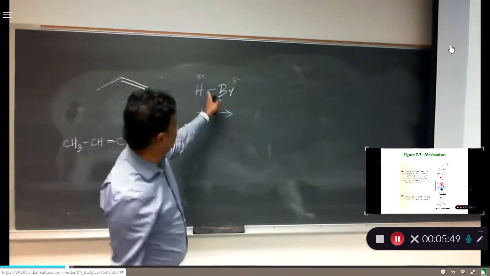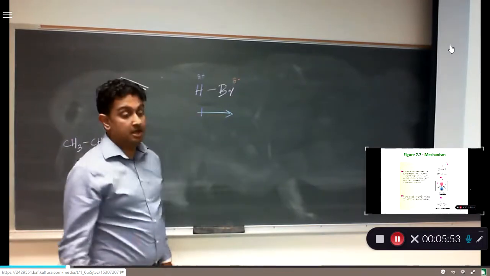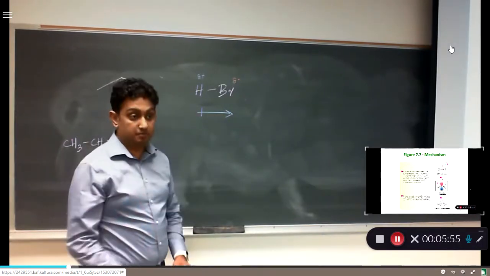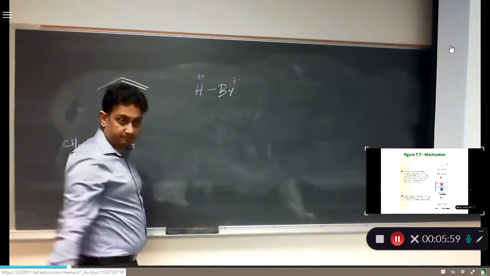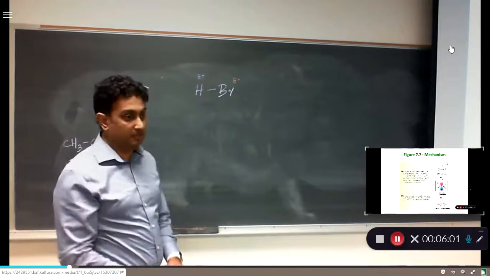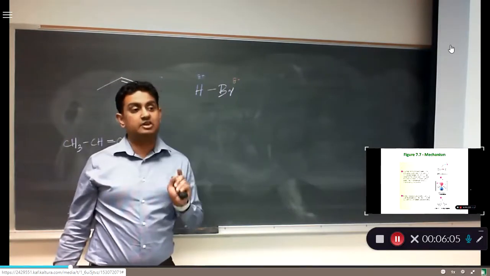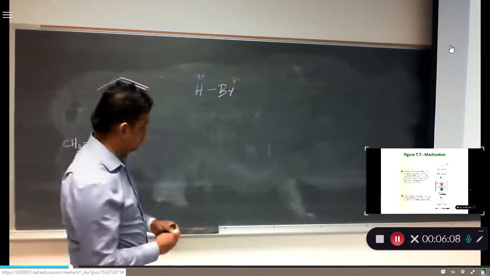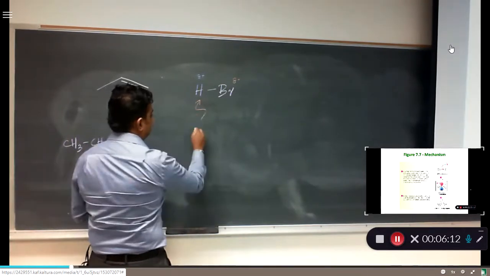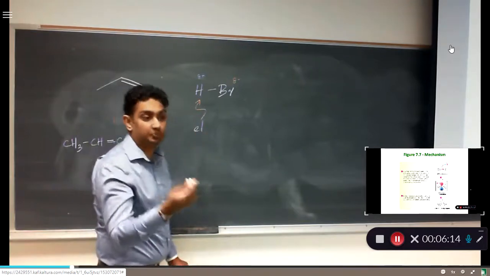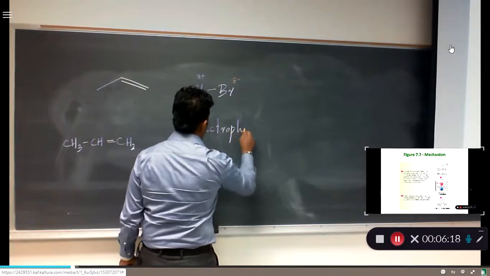HBr is polar because of the electronegativity difference between hydrogen and bromine. Bromine, being very greedy, pulls the shared electrons towards itself, making hydrogen electrophilic. Why? Because hydrogen is electron deficient. So in the HBr molecule, hydrogen is the electrophile. This hydrogen right here is your electrophilic group. This is your electrophile.